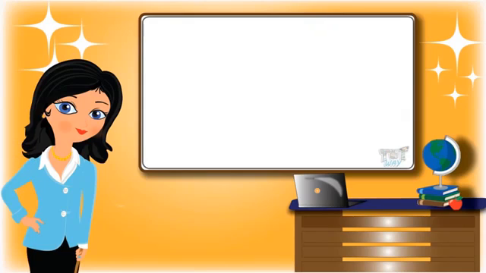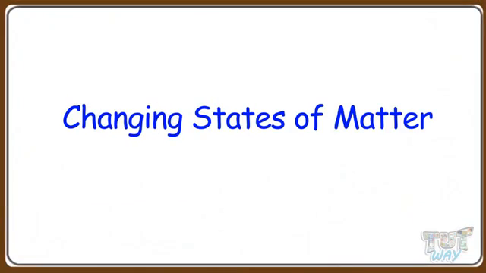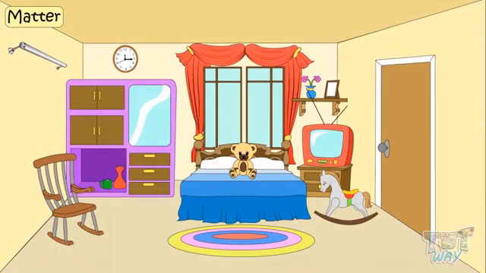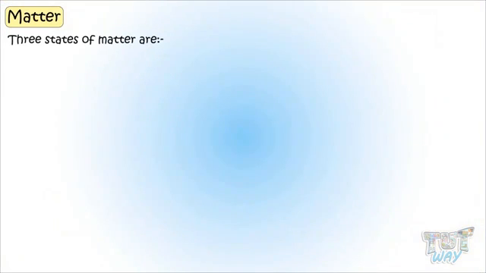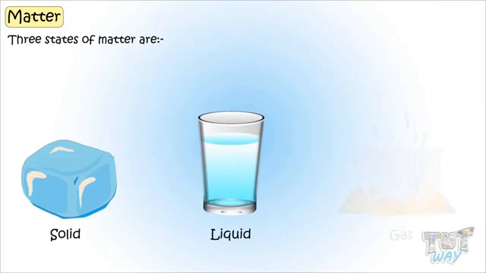Hi kids! Today we will learn changing states of matter. So let's get started. Kids, we know everything around us is made up of one or the other form of matter. And the three states of matter are solids, liquids, and gas.